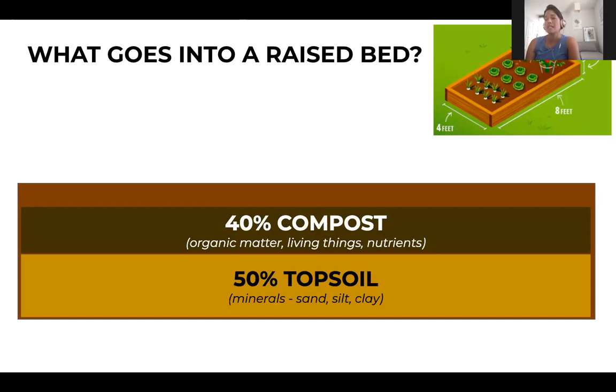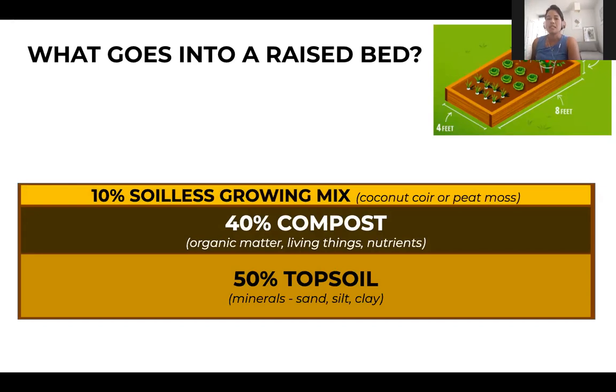And then 10% something that's a soilless growing mix. So something that will make sure that your container or raised bed doesn't get too compact. Again, we recommend coconut coir, which you can get online in good size bags or blocks that you then have to hydrate so that it falls apart.